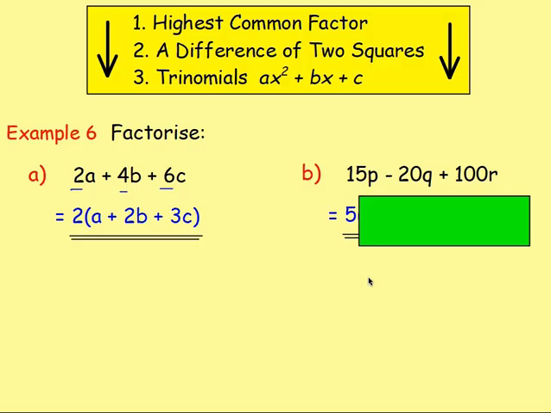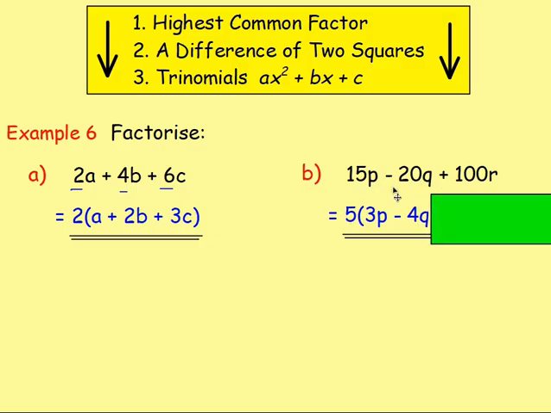So 5 times what is 15p? Well, it's 5 times 3 that gives you 15, and you've also got the p. 5 times something is negative 20q. Well, 5 times 4 would give you 20, but you'd also need the negative, so negative 4. 5 times negative 4 is negative 20, but you also need q. Good. And then 5 times what is 100r? Is it 20r? Well done. So 5 times 20r would be 100r.